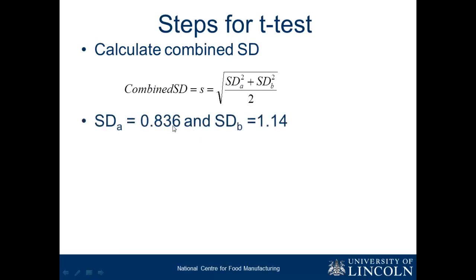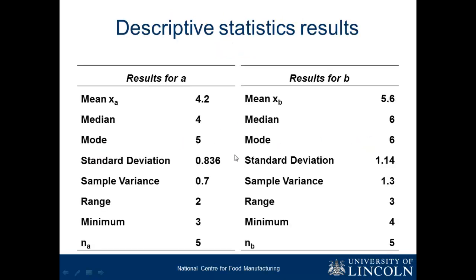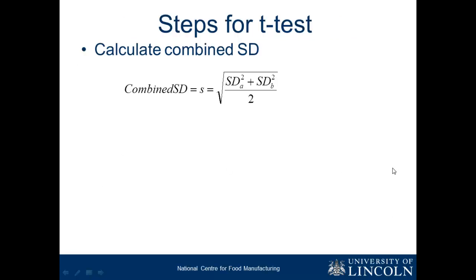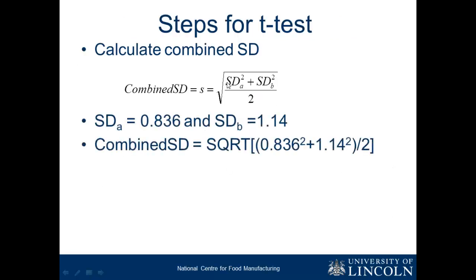So we know that the standard deviation of A is 0.836 and the standard deviation of B is 1.14. This is what we have here. The standard deviation for the group of results for A is this one, and the standard deviation for B is 1.14. So we already know that. All we need to do now is to find the square root of the square of the standard deviation of A plus the square of the standard deviation of B, divided by 2.